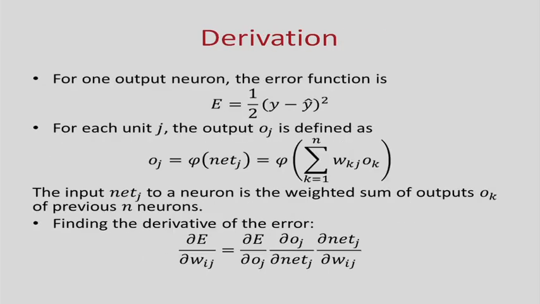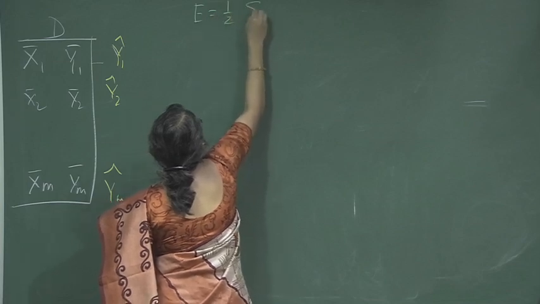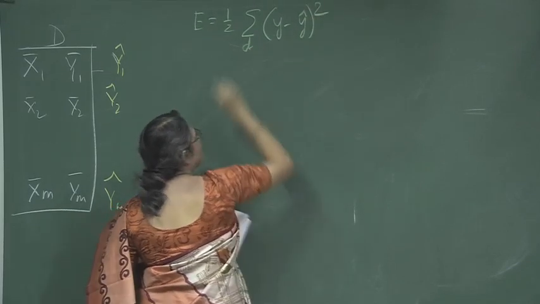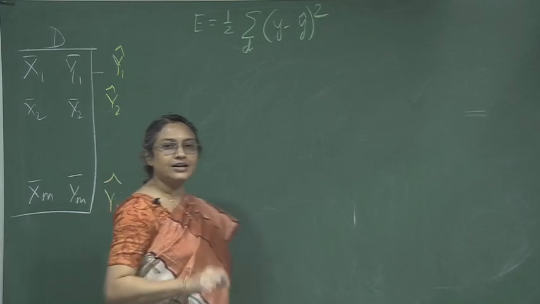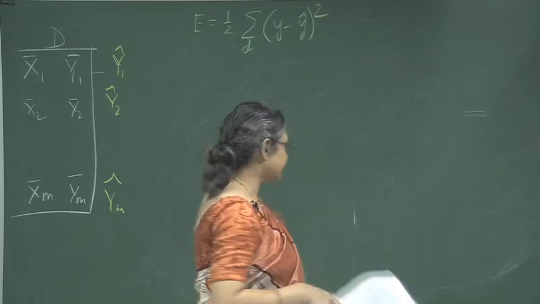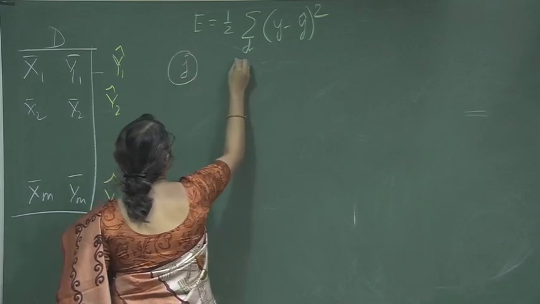Now, we will have to see how to compute the errors, and for that let us try to do the derivation of this computation. Now, for the output neuron, the error function is E equal to half sigma y minus y hat whole square, and we can take summation over all the training examples if you wish. Now, let us think of, in the network we have different units. These units are either at the output or at the hidden layer. So, let us take any unit j, and for j the output is oj.